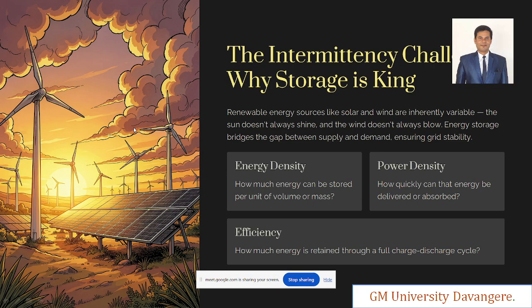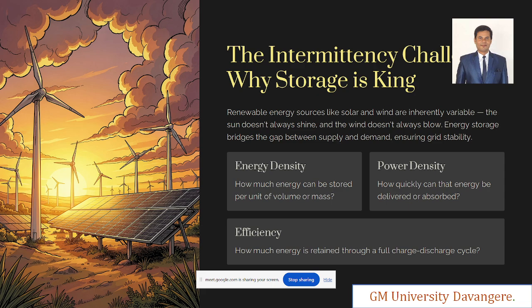All right, so we are discussing why storage is very important and why it plays an important role in our renewable energies. Sources such as solar and wind are inherently variable, because with respect to resources, it may partially be sunny days or partially rainy days. Because of that, there are variations. That's why renewable energy like solar and wind has inherent variability in its resources.